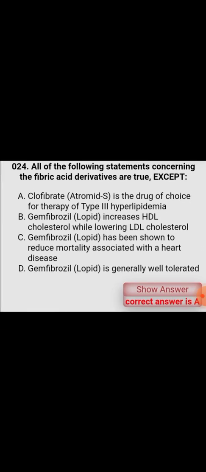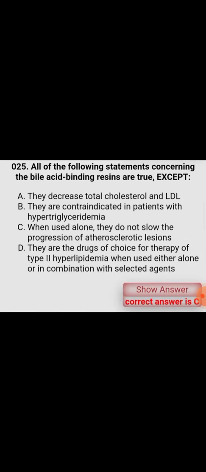All of the following statements concerning drugs which inhibit cholesterol synthesis are true, except several of these drugs tend to lengthen the sleep cycle. All of the following statements concerning the fibric acid derivatives are true, except clofibrate is the drug of choice for therapy of type 3 hyperlipidemia. All of the following statements concerning the bile acid binding resins are true, except when used alone, they do not slow the progression of atherosclerotic lesions.